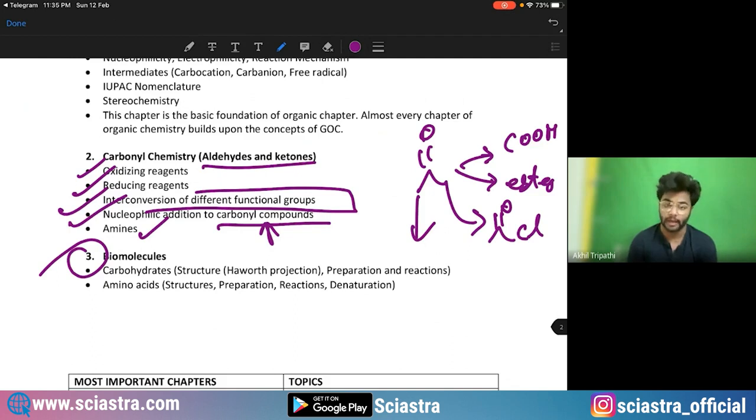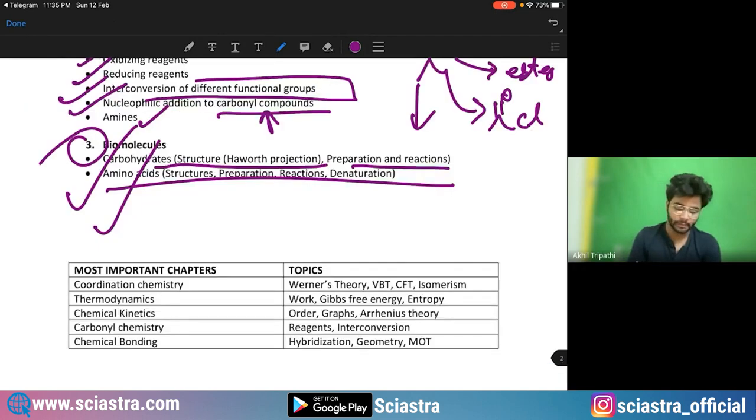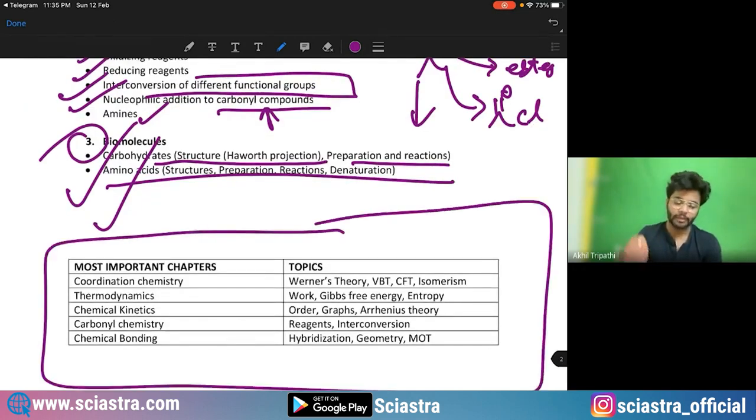Coming to biomolecules, this is a relatively easy topic. I think you should have knowledge about it, especially carbohydrates, Haworth projections, preparation and reactions. This is a very easy chapter, right? Biomolecules and amino acids. Amino acid is very, very important.